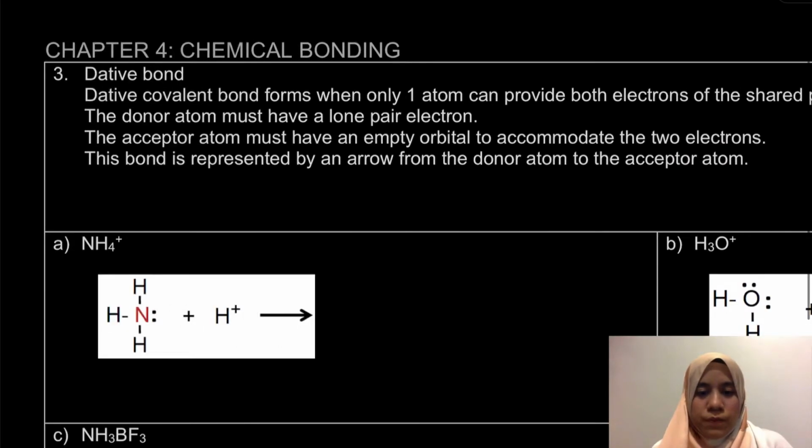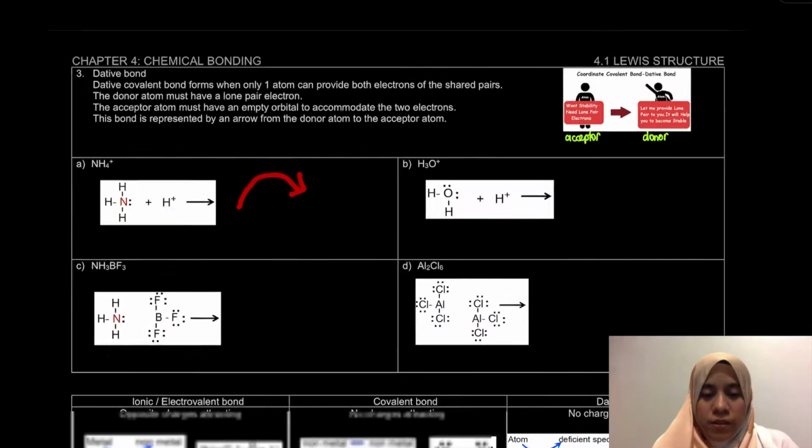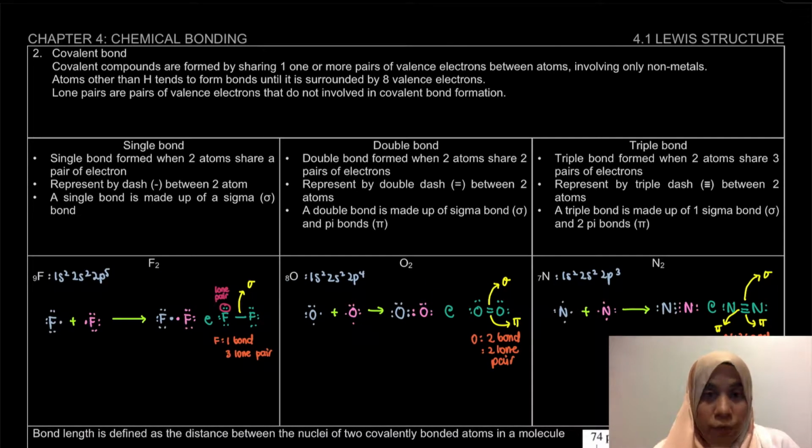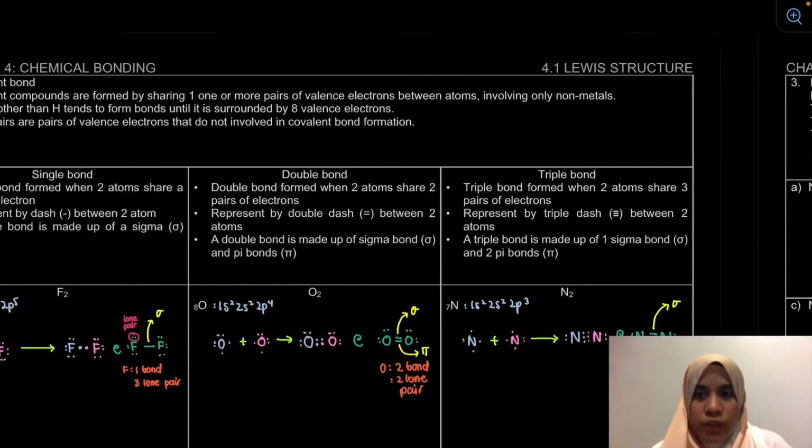So here, the donor atom must have a lone pair of electrons. I hope you are comfortable with what a lone pair is, as we have seen quite a few examples. The acceptor atom must have an empty orbital to accommodate the two electrons, and the bond is represented by an arrow from the donor to the acceptor. In this case we have to draw the arrow. For the covalent bond we do not need to draw the arrow, but for the dative bond we have to show the arrow as well.